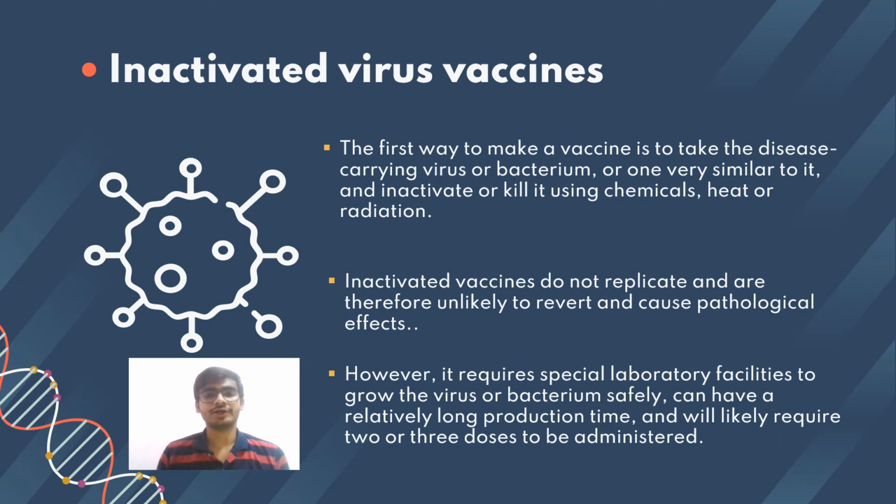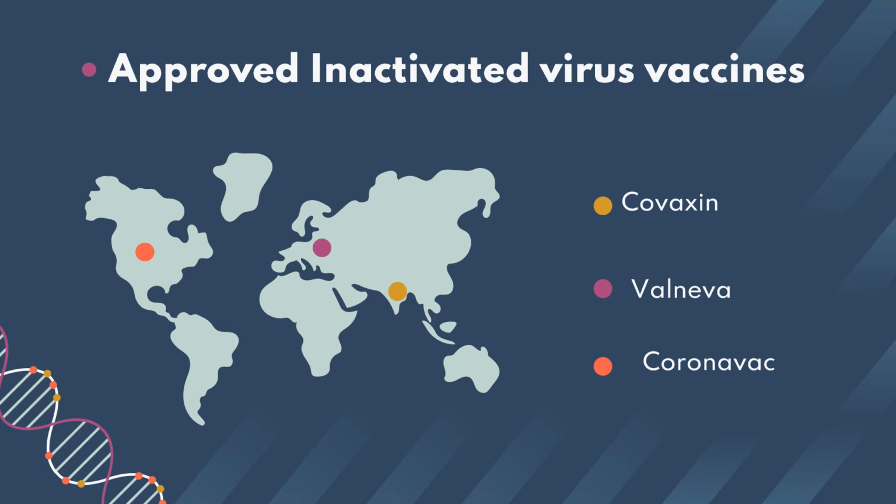The next type of vaccine is inactivated virus vaccines. This is probably the oldest way to produce a vaccine. In this process, the virus is killed or diluted using chemicals, heat, or radiation. This dead virus is then used to make the vaccine. This vaccine replicates the attack of the virus and educates our body cells to produce antibodies to fight against the virus. Here are some inactivated virus COVID-19 vaccines being used across the globe.